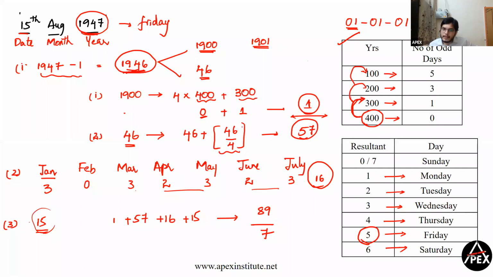Now, in 46 years, how many odd days do we have? So 46 plus 46 divided by 4, so 46 plus 11, 57. We will be having 57 odd days. This we have discussed earlier in this session.